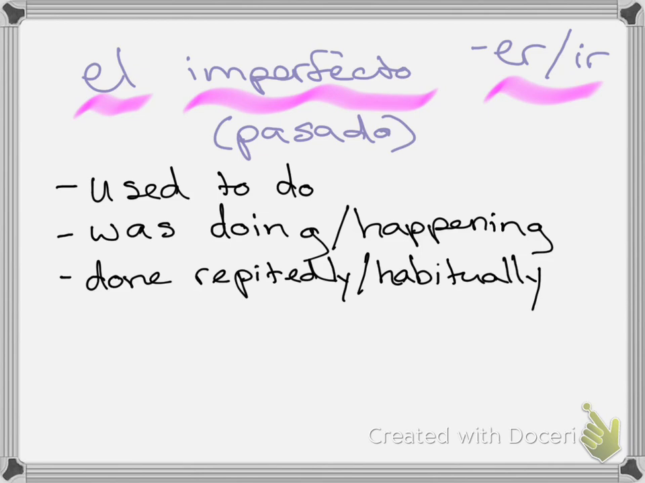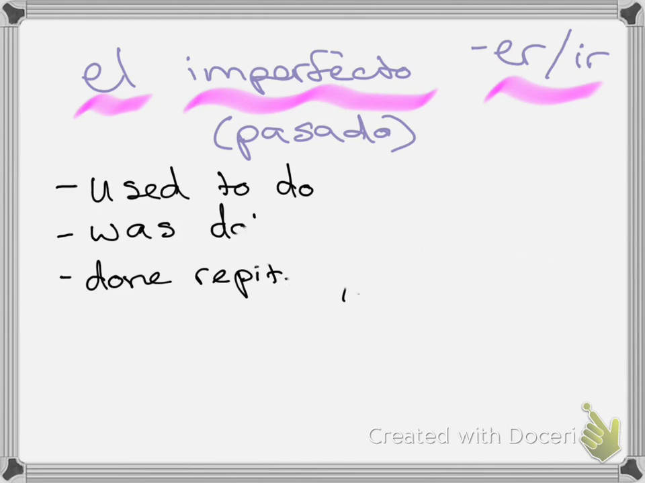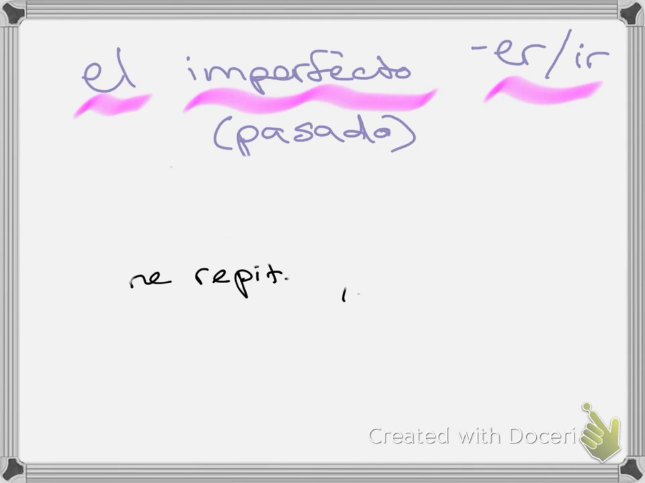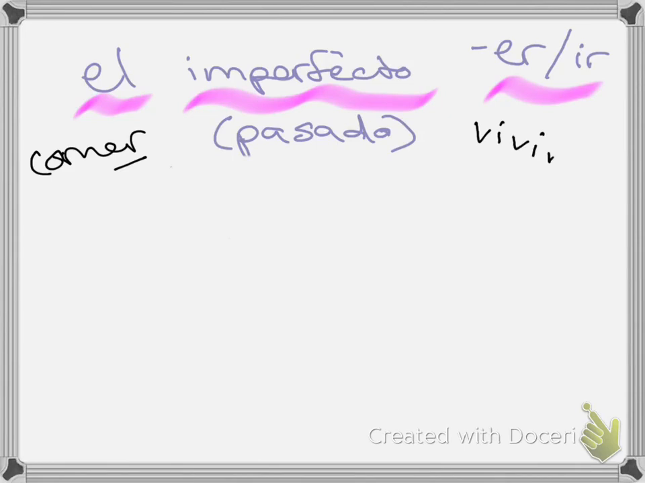So, el imperfecto. So we talked last week about how to conjugate verbs, right? Change verbs to match subject and tense. We talked in the last video about how to conjugate verbs that end in AR. So today we're going to talk about how to conjugate verbs that end in ER or IR. All right. So for example, the verb comer, which ends in ER, or the verb vivir, which ends in IR. Okay. So we're going to make our chart.